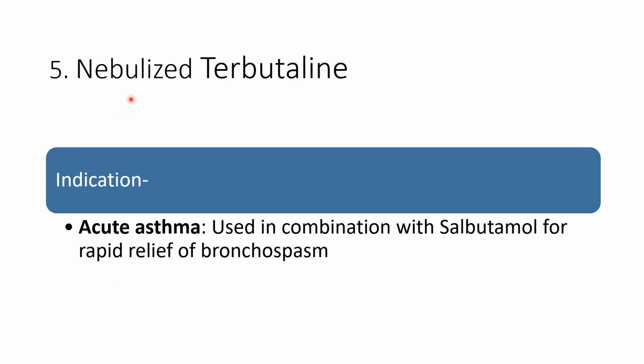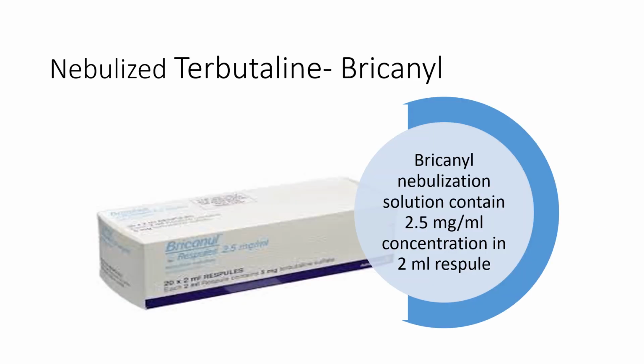Now the next drug is nebulized terbutaline. It is also effective in acute asthma. Also used in combination with the salbutamol for rapid relief of bronchospasm. What is the concentration of terbutaline in nebulization solution? Concentration is 2.5 mg per 1 ml in 2 ml respules.